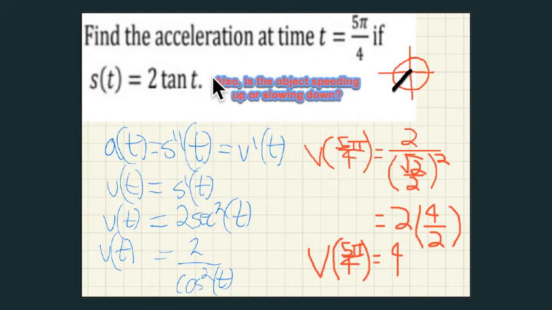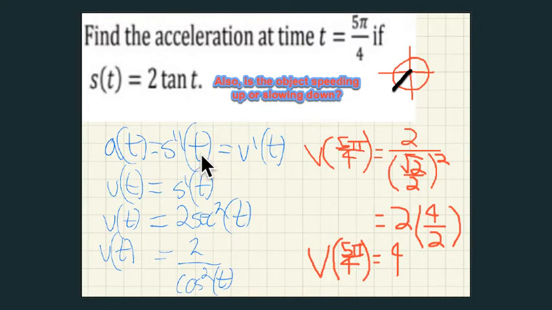But we also want to know, is the object speeding up or slowing down? I want you to think about that for a second. An object that is speeding up goes slow at first, and then it goes faster, faster, faster, right? So that means that acceleration and its velocity are in the same direction.